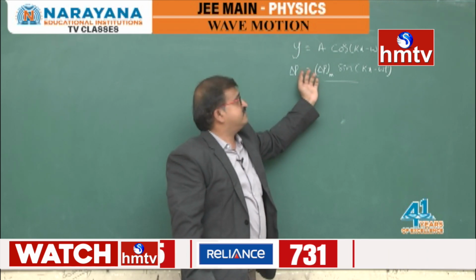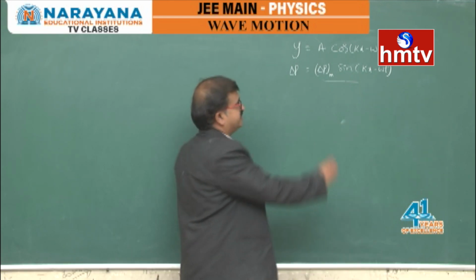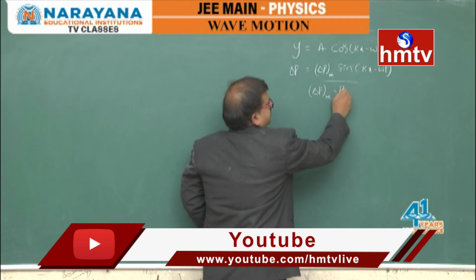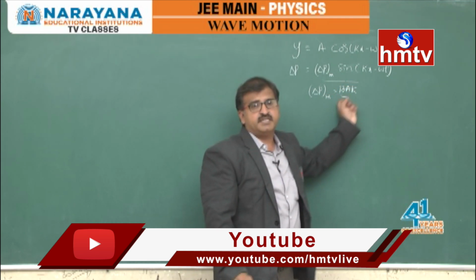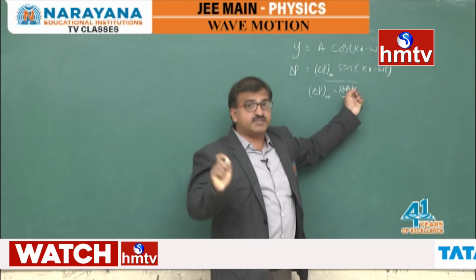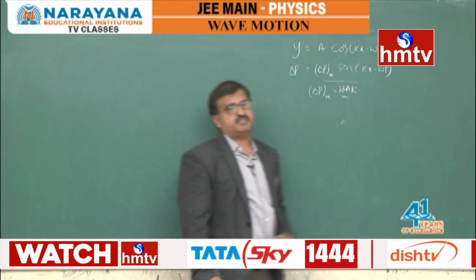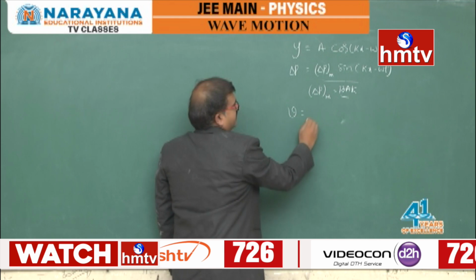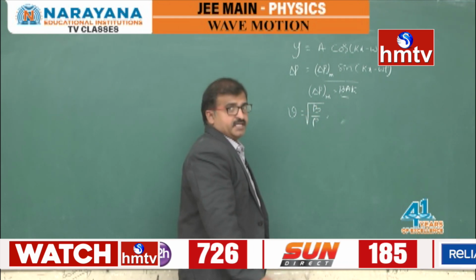Similarly, the pressure wave expression is delta P maximum times sine of kx minus omega t, where delta P maximum equals B A K. Here B is the bulk modulus, A is the amplitude of vibration of the medium particles, and K is the propagation constant. So the velocity with which the wave is traveling is root over B by rho, the general expression for it.